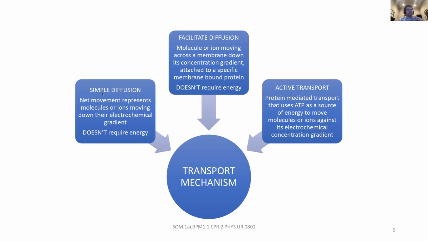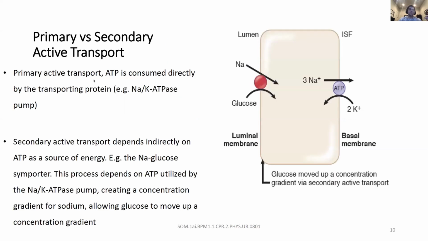Now, you've learned these a number of times now. Facilitated diffusion is what we talk about with the GLUT transporters. Active transport means you're pumping something against its concentration gradient. Okay, so keep these in mind when we go forward.